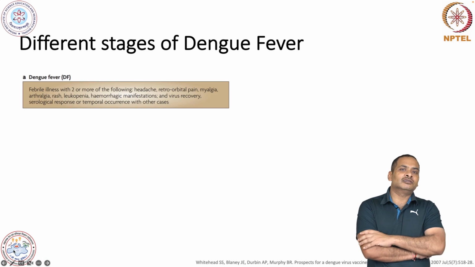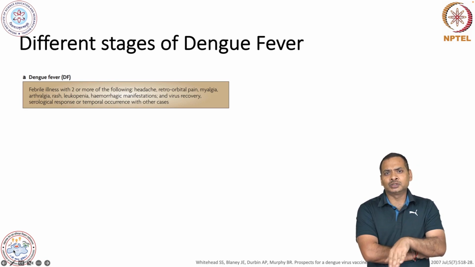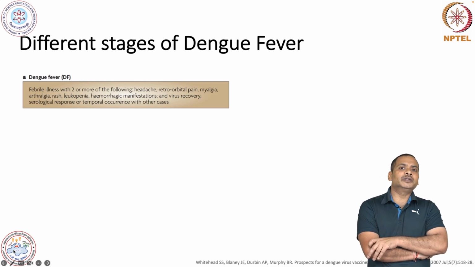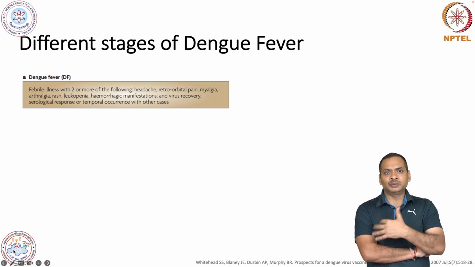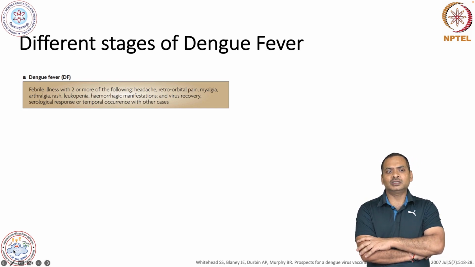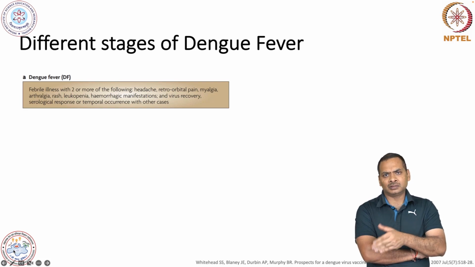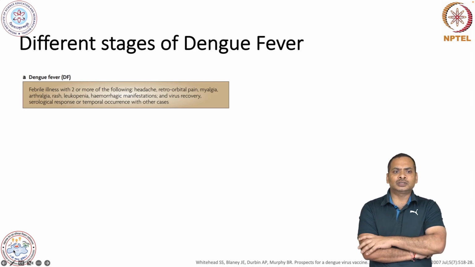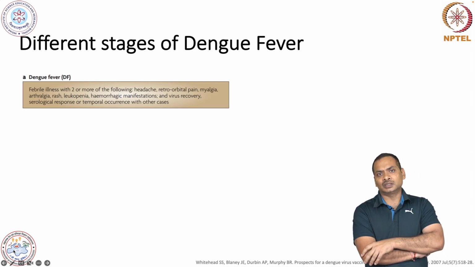There will be a rash, there will be leukopenia, a reduced number of white blood cells. There will be a hemorrhagic manifestation. And the virus, one can recover the virus. Serological responses or temporal occurrence with other cases.